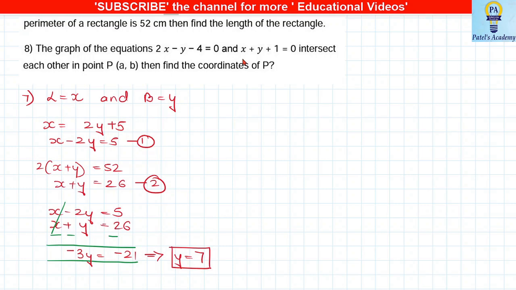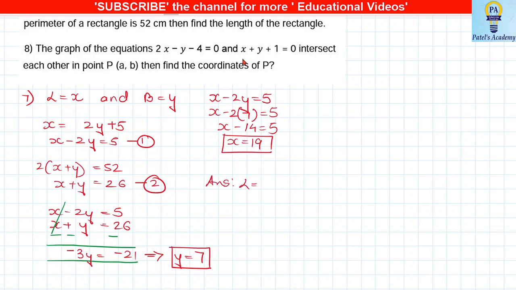Now what do we have to do? We have to just substitute. Let me take the first equation, that is x minus 2y equals 5. So x minus 2 into y, which is 7, so x minus 14 equals 5. So x equals 19. My answer is the length of the rectangle is 19 centimeters and the breadth is 7 centimeters.